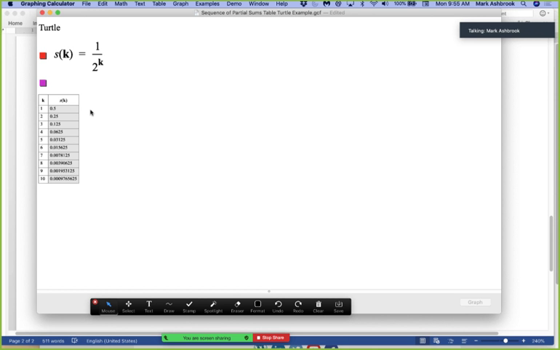But okay, now we want to do the sequence of partial sums. So we've got to think about how we can tell GC to do this, because we're not going to type out the list. We need to mathematically tell GC how to do the sequence of partial sums. So that will be capital S of K.